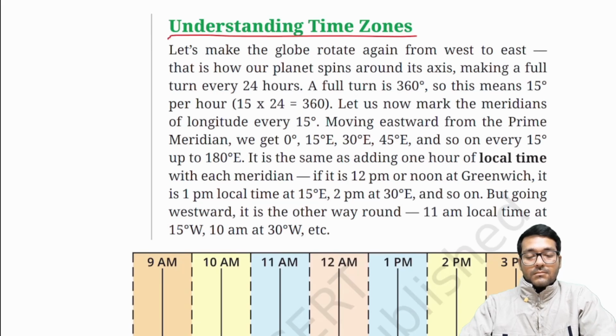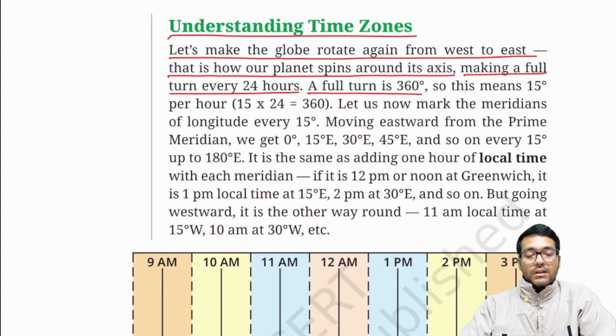Understanding time zones. Let's make the globe rotate again from west to east. That is how our planet spins around its axis, making a full turn every 24 hours. A full turn is 360 degree. So this means 15 degree per hour because 15 into 24 is equal to 360. You can understand this. 360 degree covered in 24 hour, that means 15 degree covered in each hour.